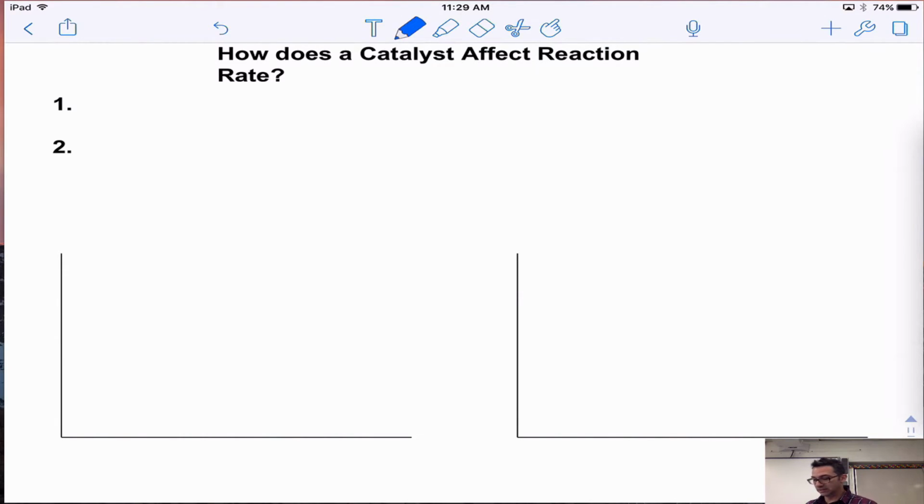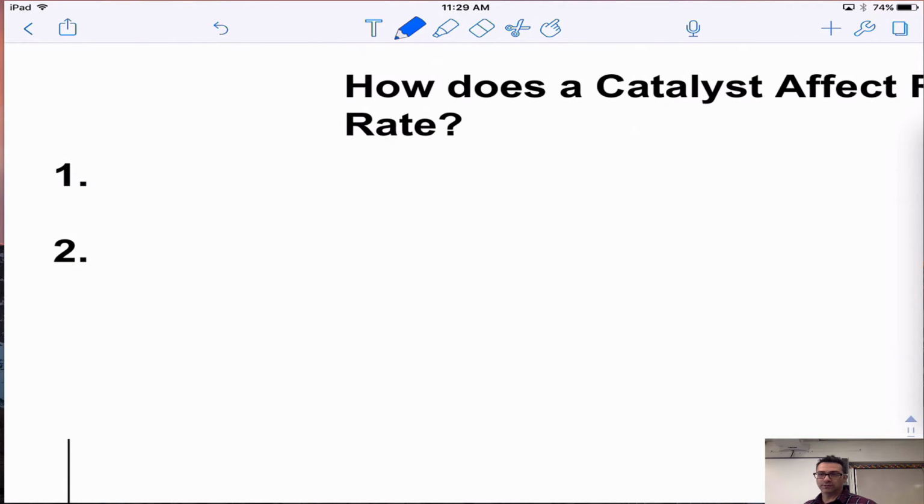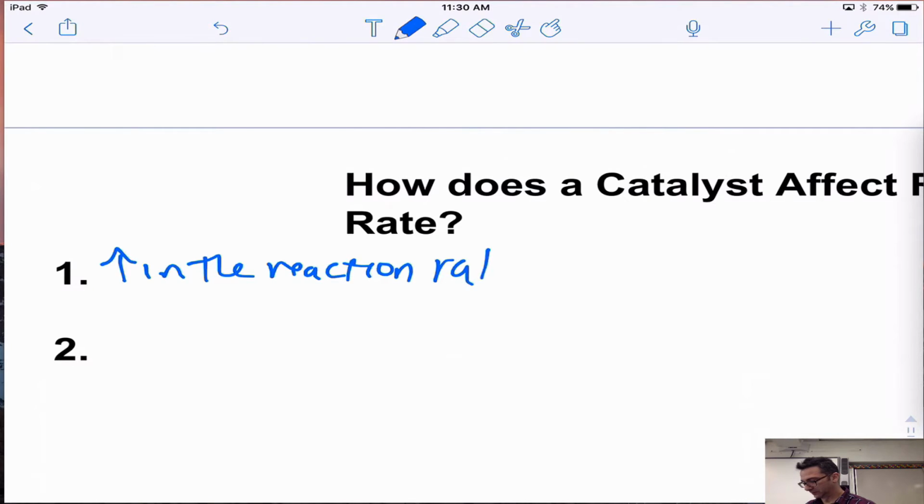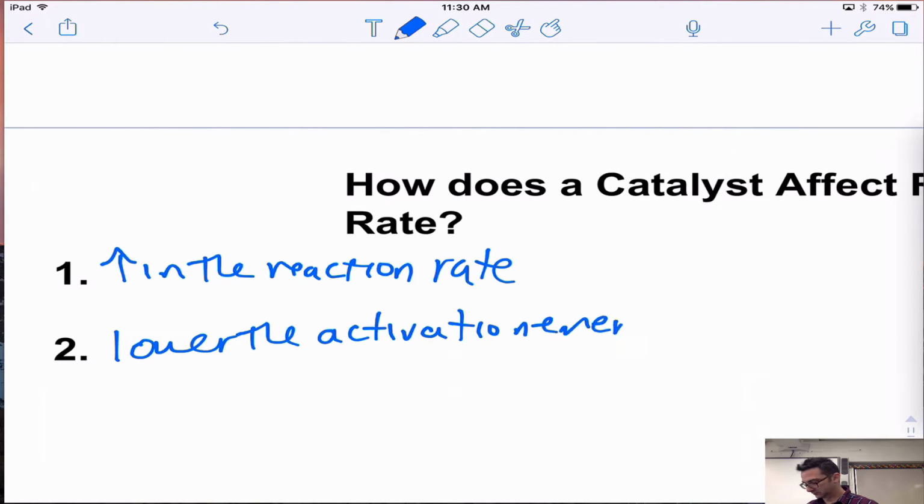And so a catalyst, the key terms that you need to know, and we kind of went over this when we were talking about collision theory. The first thing about a catalyst is that it speeds up the reaction rate. So we have an increase in the reaction rate. So the rate of the reaction will get larger. And the second thing that you have to know is that a catalyst will lower the activation energy. And so the activation energy will get lower for the reaction.